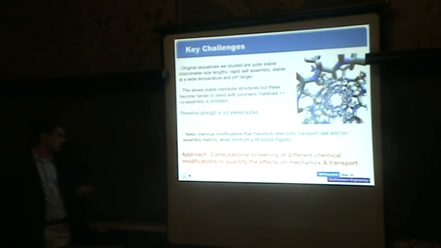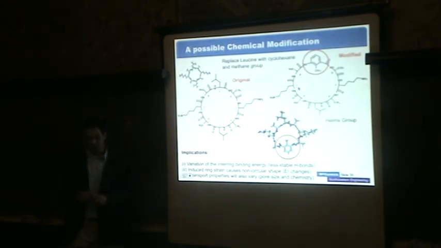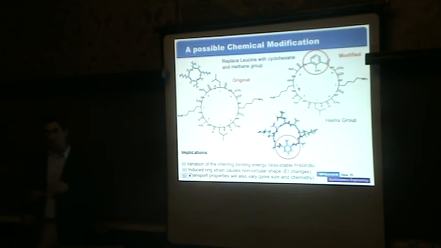And the approach we're taking here is a computational screening of different chemical modifications to quantify the effects on the mechanical rigidity of the nanotubes and then also the transport effects. So there are several studies that have looked at how we can modify these nanotubes. These are so-called mutations that you can do to the nanotube.